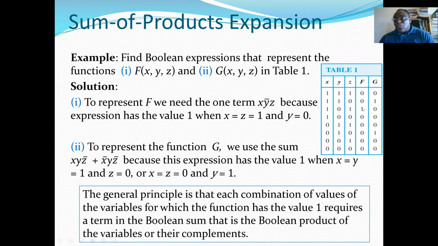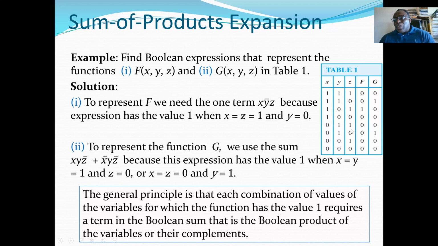The rest are 0. So when I look at the third row, when x is 1, we represent the variable as x. When x is 0, we represent the variable as the invert of x. So here we have f function 1 in the third row, x is 1, so we have x, and y is 0, so it will be y invert, and z is 1. So our sum of product expression here will be only one term, x, y invert, and z, because we have only one 1. The rest is 0.